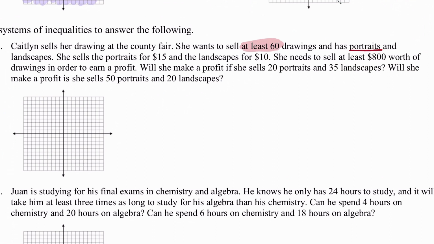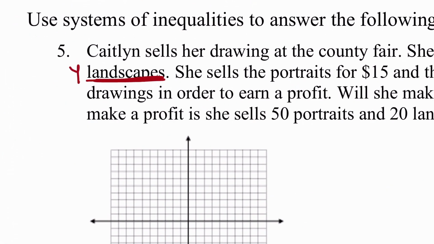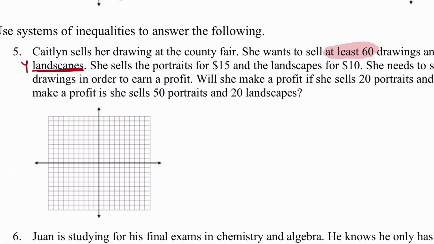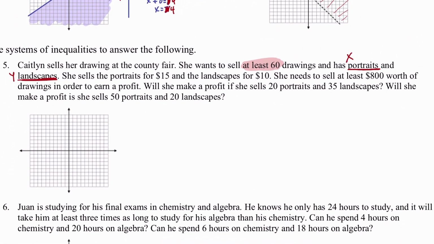Now, what I'm going to do is call X the number of portraits, and Y the number of landscapes. So when you're doing these, you have to decide what X and Y are going to be. In general, you don't have to use X and Y. You could use P and L for portraits and landscapes. But the online homework is going to use X and Y for everything, and if you try to use other letters, it won't take it. So probably we should be doing it this way.